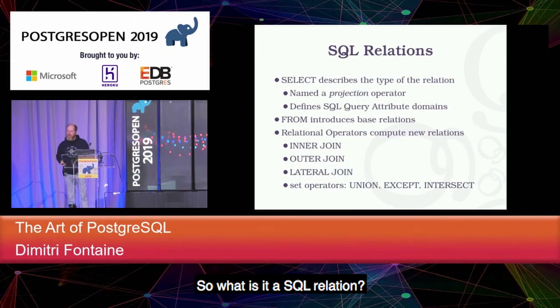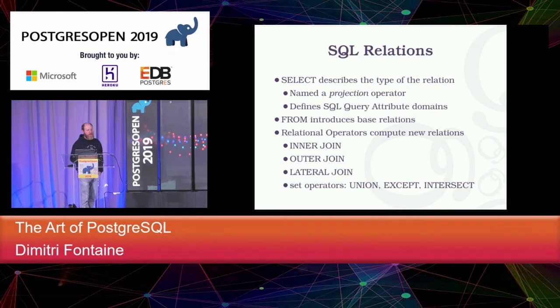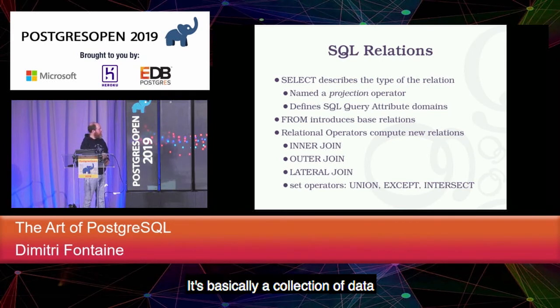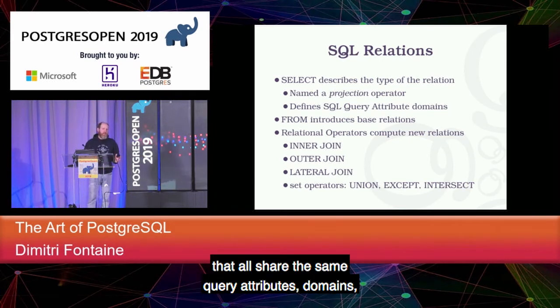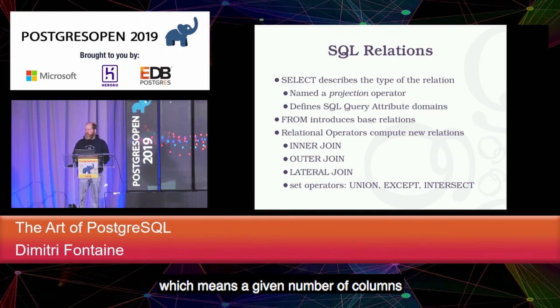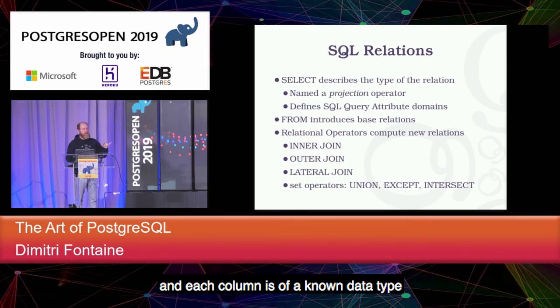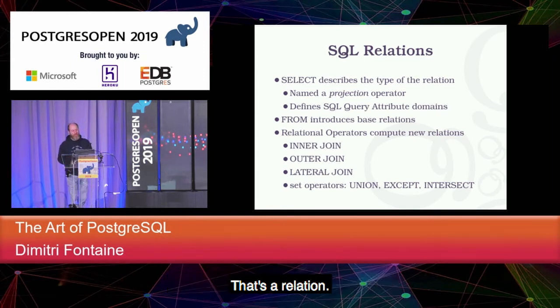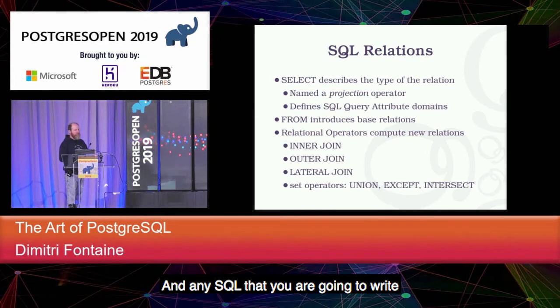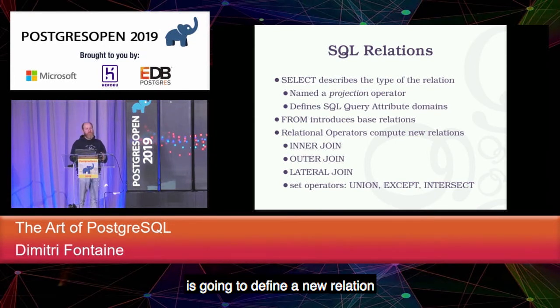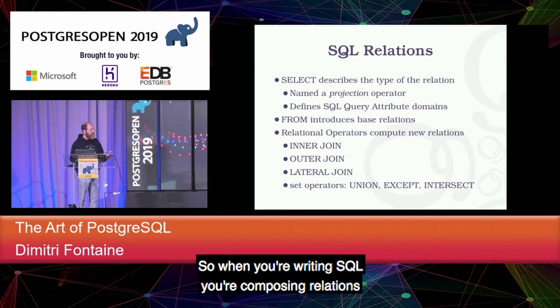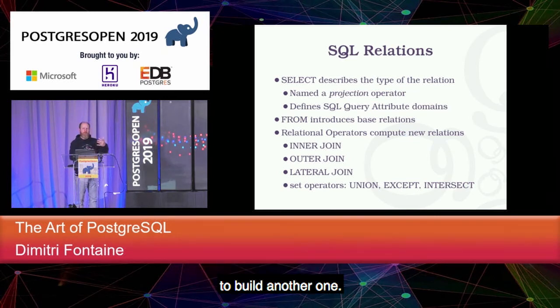So what is a SQL relation? It's basically a collection of data that all share the same attribute domains, which means a given number of columns, and each column is of a known data type, and every row for this column will have the same data type. That's a relation. And any SQL that you are going to write is going to define a new relation based on other relations. So when you're writing SQL, you're composing relations to build another one.